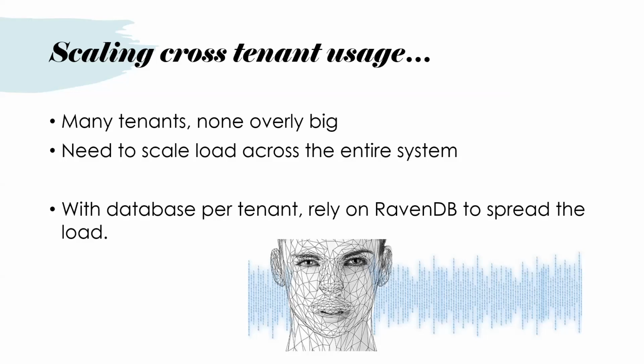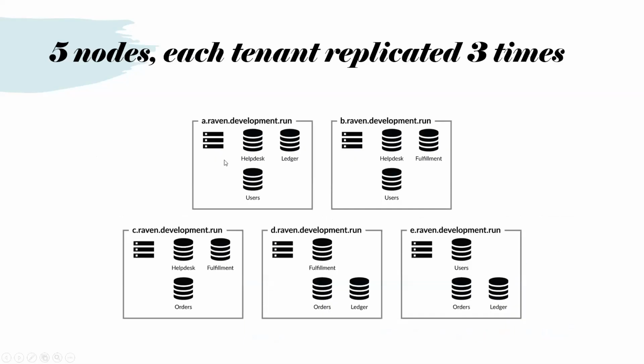But what happens if I have scaling issues around multiple tenants, and none of them is too big, but we need to scale across the entire system? We can rely on RavenDB to do that if we are using database per tenant. Let's see how it works. You can see here we have a 5-node cluster, and here is a tenant, the helpdesk tenant, on nodes 1, 2, 3. Fulfillment is on 1, 2, and 3. So in this case, I have 5 nodes, and each tenant is replicated 3 times.